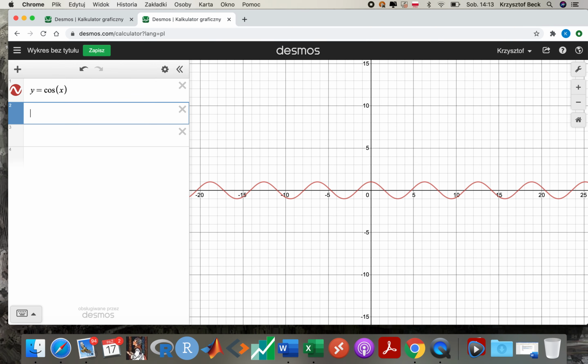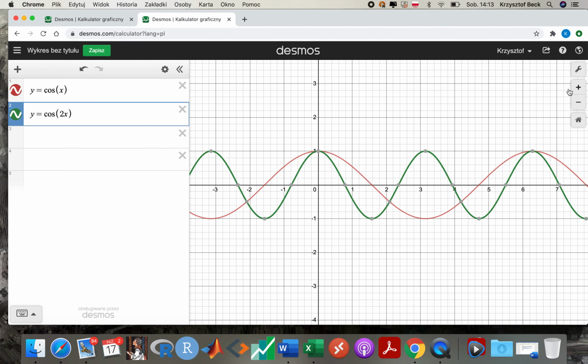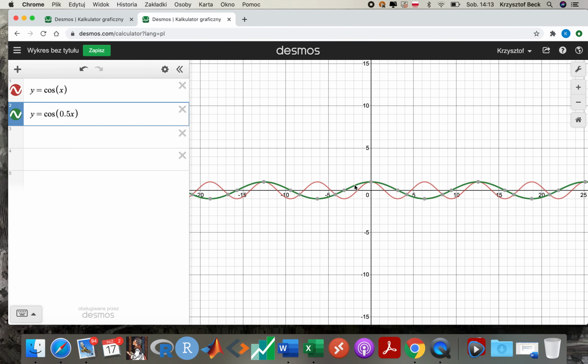Okay, now, the next transformation we were doing is when you impose a coefficient inside the function. Oh, I'm sorry, here I'm missing y equals. And look, you see that now the function increased in speed twice, right? Before, in order to do one full circle, it requires 2 pi. Now it just requires 1 pi. And by the same token, if I would put here a number between 0 and 1, like half, you see that now the function spreads out and it takes twice as much time to do the full circle.